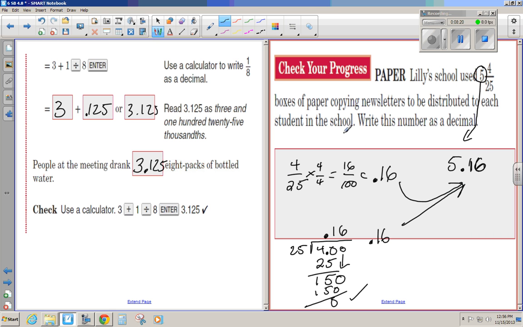So how many boxes of papers did they use? How many letters did they distribute? Would be 5.16, or 5 and 16 hundredths.